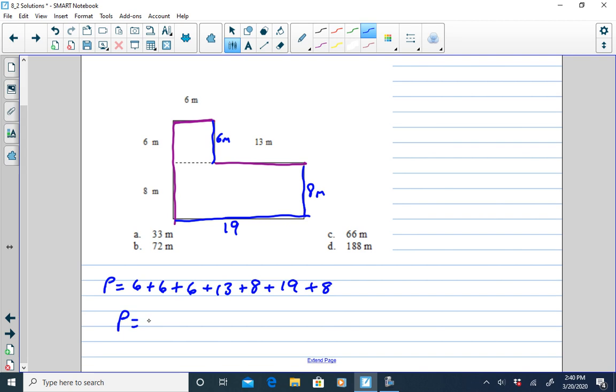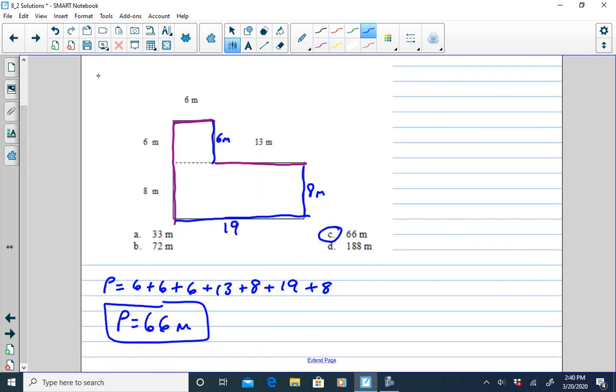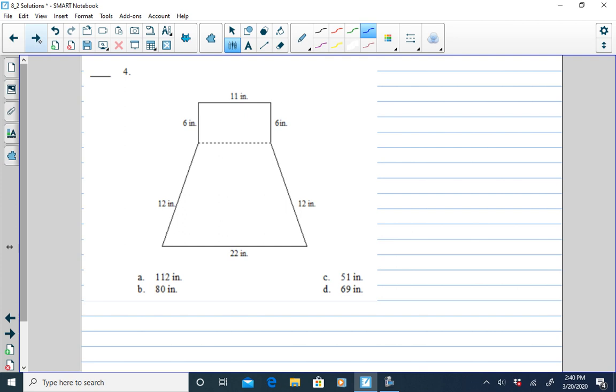Our perimeter is going to be equal to 66. And those are meters. That looks like that's going to be answer C. So for problem 3, we wind up with answer C. Let's look at question 4.